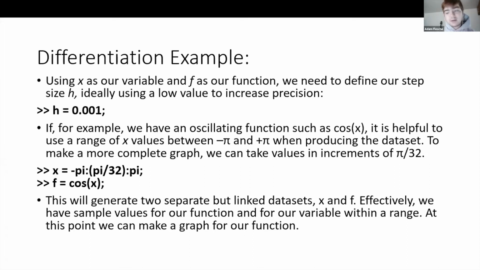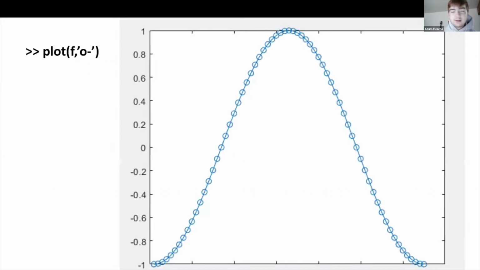Then we can set our function to the cosine of x. This will generate another data set, basically taking the cosine of all x values that we've generated. So here's how to make the graph of our function. You see all those little data points make quite a nice graph in the end.